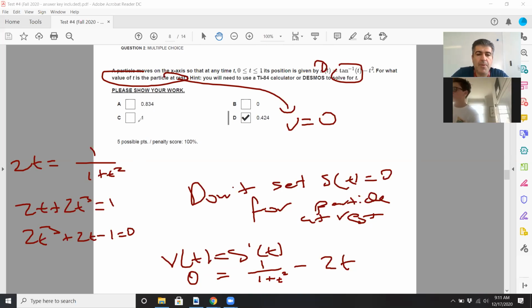Some of you guys picked A because that's the answer you would get if you did set the position equal to 0. So A was actually done as a trap answer choice, just so you know. The College Board likes doing this.